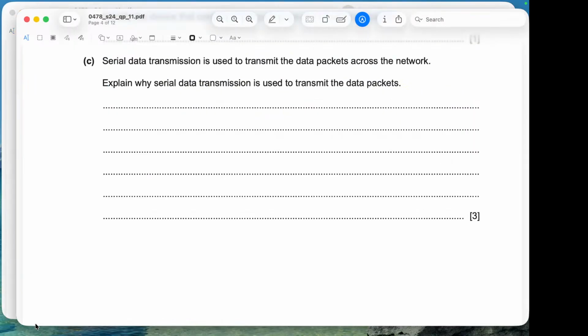So last question on this section. Serial data transmission is used to transmit the data packets across the network. Explain why serial data transmission is used to transmit the data packets. 3 things we need to say about this. Basically, why do we use serial? That's what it's asking.